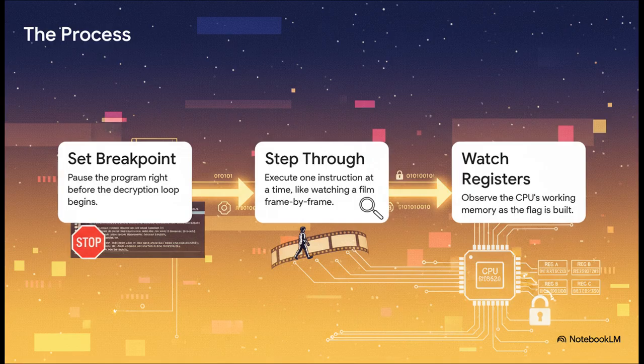So here's the game plan. We use our debugger to set what's called a breakpoint, which basically pauses the program right before the important stuff happens. Then we step through the code one instruction at a time, kind of like watching a movie frame by frame. And as we're doing this, we're keeping a close eye on the CPU's registers, which you can just think of as the CPU's short-term memory. It's scratchpad, where it does all its work.